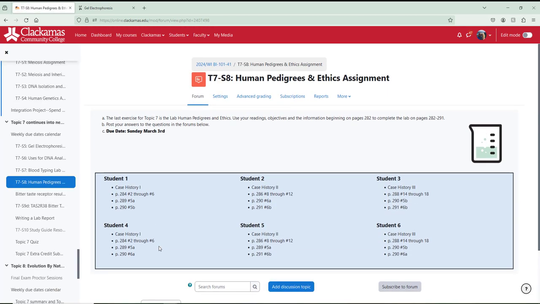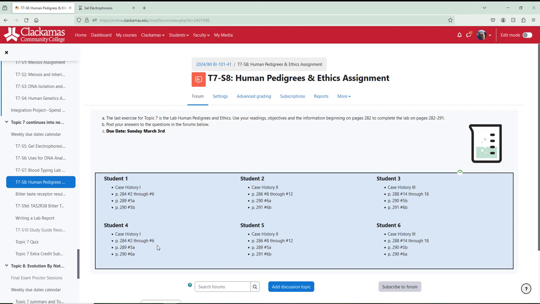And then the last assignment is the human pedigrees. So we've been talking about a lot of things with Punnett squares and predicting outcomes of the possible children. But a pedigree is a little different because we can actually look at the history instead. So looking at your relatives, like your parents and your grandparents and your great-grandparents, and seeing where that particular trait that we're studying has come from, which side of the family and so forth.